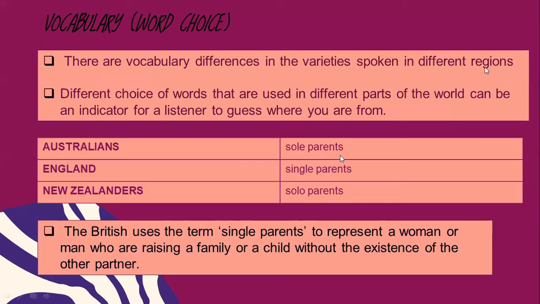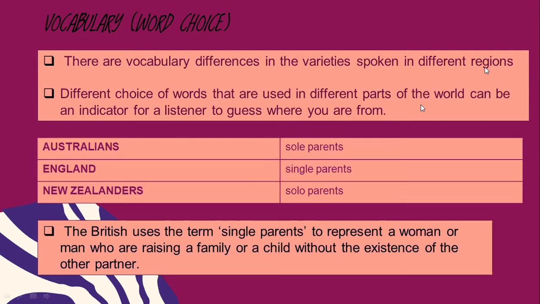So we move on to vocabulary, or word choice. There are also vocabulary differences in the varieties spoken in different regions. The vocabulary or word choice that they use is also different according to their regions. Different choices of words used in different parts of the world can be an indicator for a listener to guess where you are from.